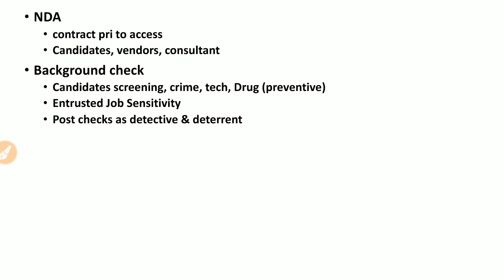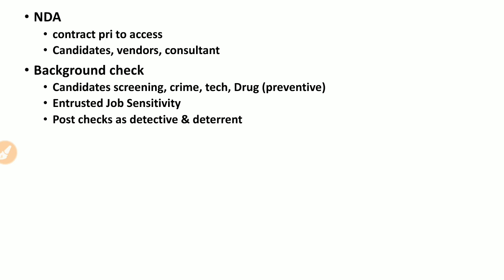Then the background check is another administrative control, and basically it is carried out to screen the candidates before they are employed on a job. You can check whether they have committed any crime in the past, or their technical expertise, or their educational background. You can also mandate submission of a drug screening test by these users. So it is basically a preventive control when you are using it before employing anyone.